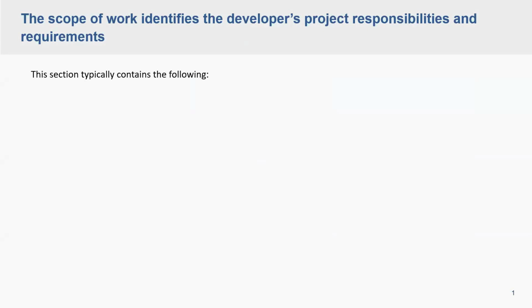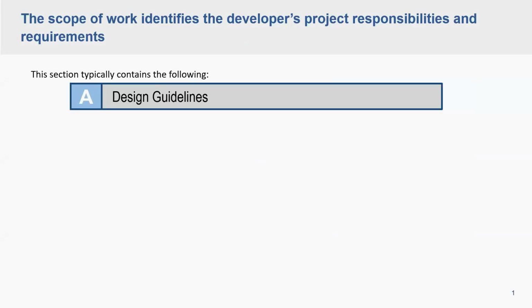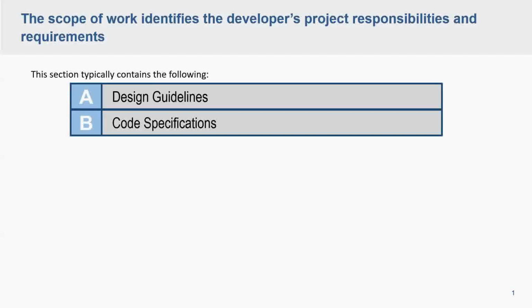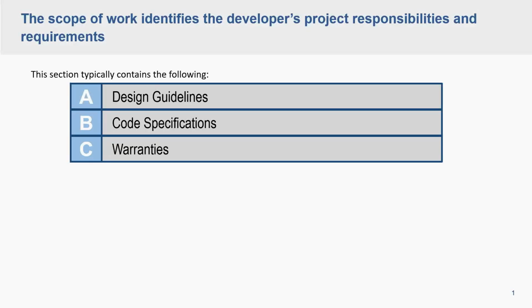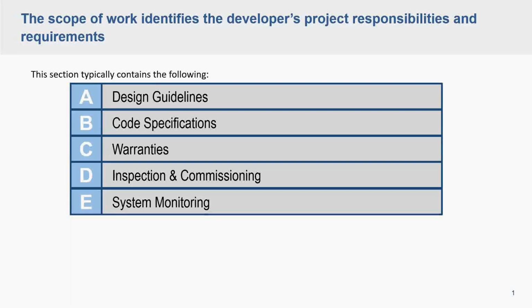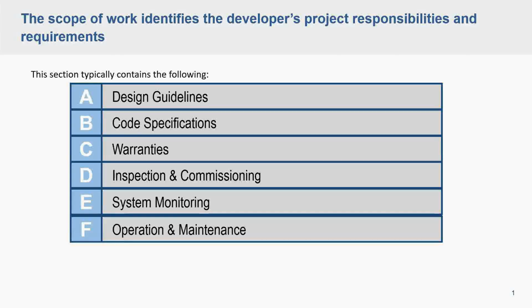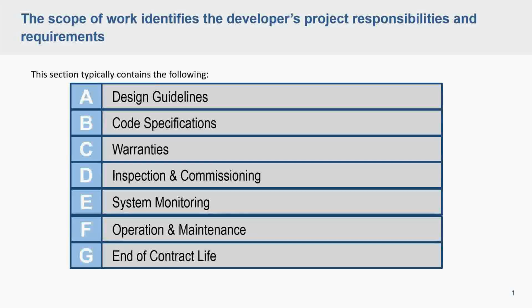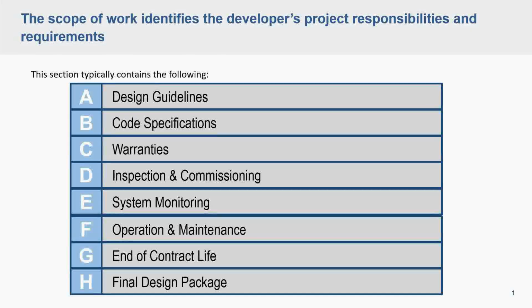So this section typically contains a few subsections, including design guidelines, code specifications, equipment warranties, inspection and commissioning, logistics there, any requested system monitoring, details on that. In a similar vein, operation and maintenance, if that's something that you're requiring or requesting the developer to do, what happens at the end of the contract life, specifying that. And then lastly, sometimes there's a final design package that's included just so the developer knows the full scope after the RFP is done. So this is kind of at a high level, the sections that are involved.